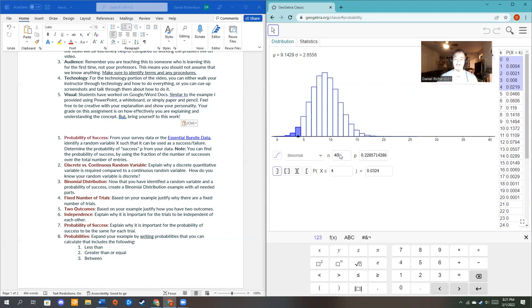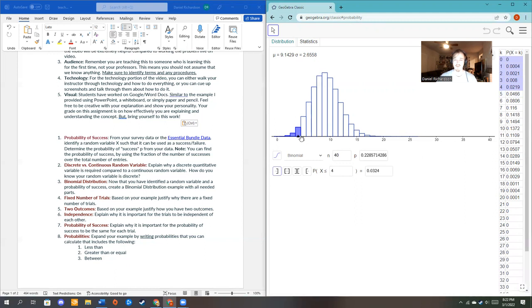But so when you have 40, what is this called? Trials. So when we have 40 fixed trials, we're able to have zeros on either end. That's not really a requirement, but I thought it'd be nice to have. So here we have our binomial distribution. So we have the number of trials and the probability of success. And now we're able to sort of examine this binomial. Based on your example, justify why there are a fixed number of trials. I kind of did that a little bit.